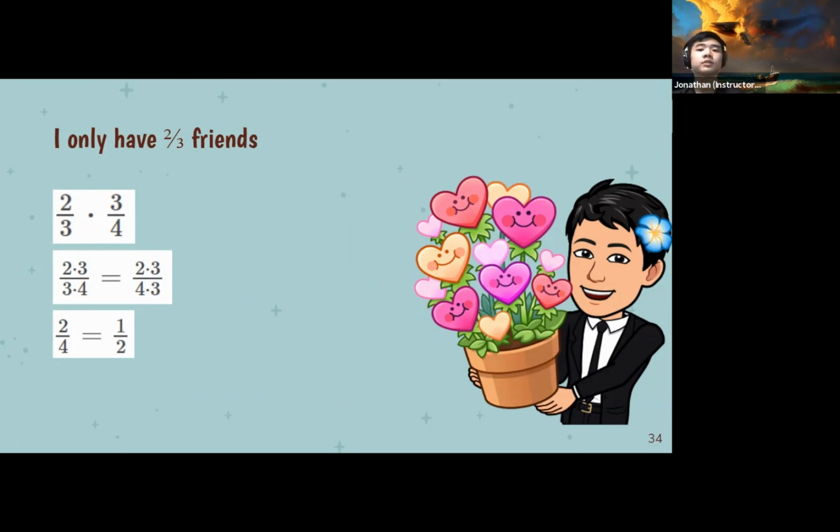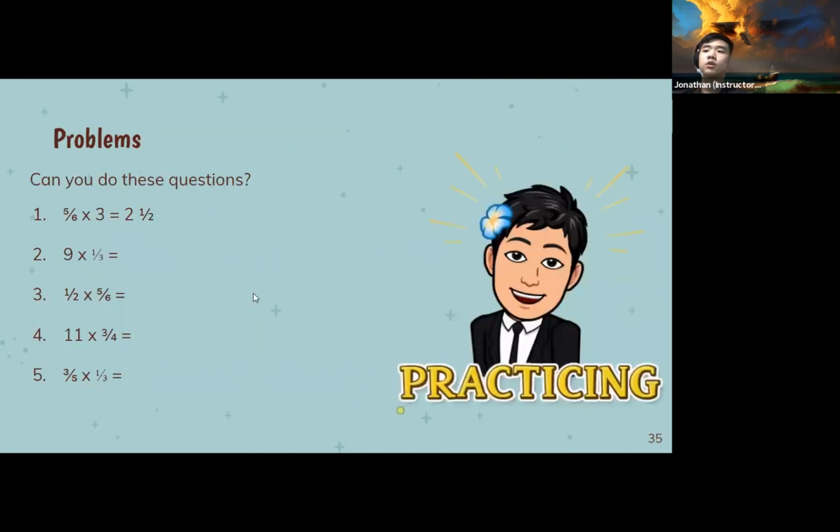You can also do 6 over 12 is equal to 1/2, but I feel like this is easier. So 1/2 is our answer. So if I have this many friends and I give them this much water every day, I only need to use 1/2 ounces of water every day. So given that information, can you guys solve this problem? I'll give you guys like 5 minutes to solve these problems and then we'll go over it.